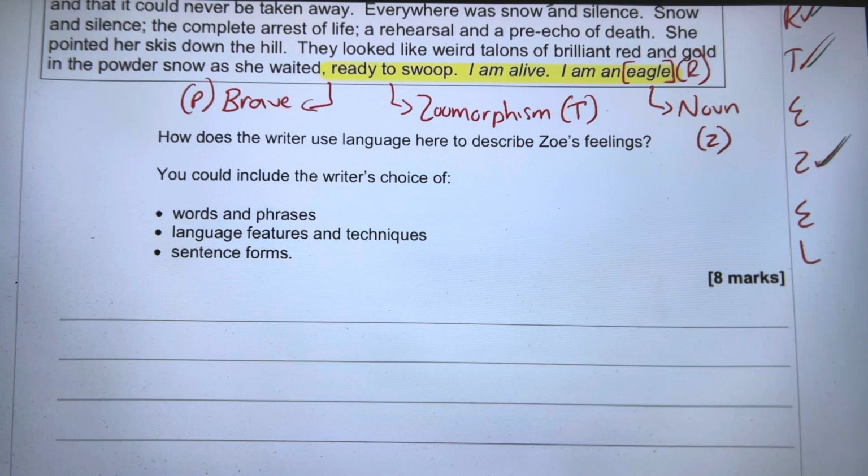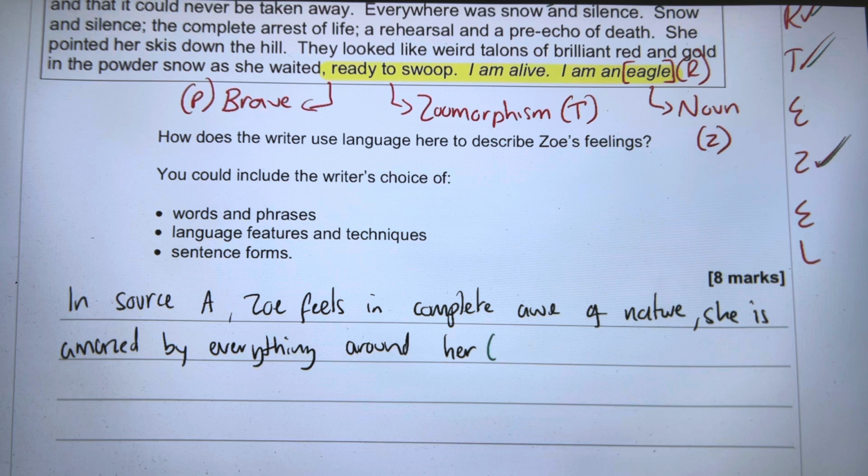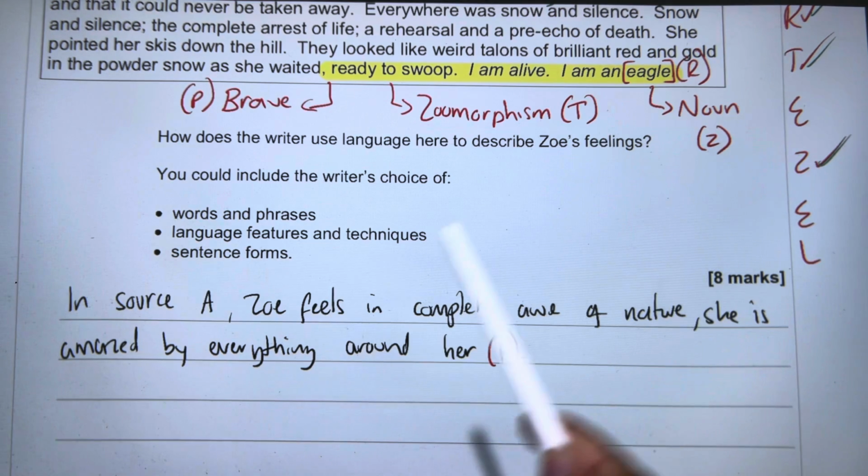So let's begin. In source A, Zoe feels in complete awe of nature. She is amazed by everything around her. Done. That's my point complete, guys. So there you have it. That is my point now complete. Now let's move on to my reference. Now guys, just one point. On purpose, I used the word feels because I wanted to take it straight from the question.